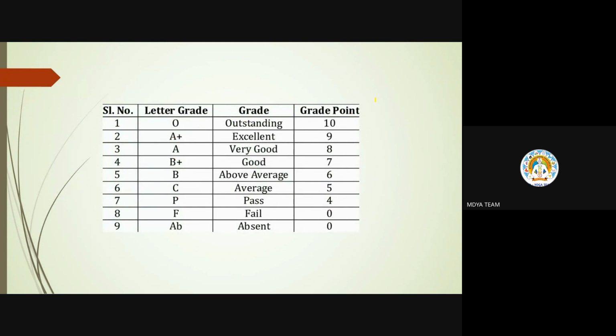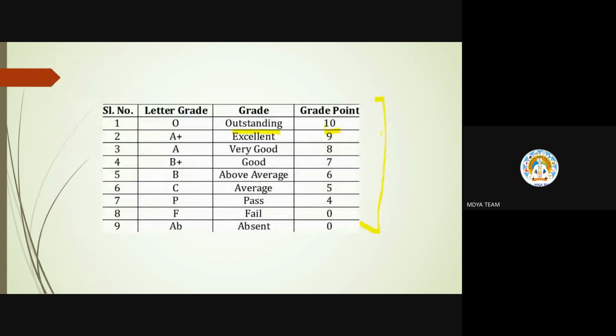So this is a scale they use. For outstanding, the grade point is 10. This is not the exact marks, but these are the grade points. A plus is for excellent, B plus, and so on. So this is the scale they use. Now the questions. Any doubt from the evaluation and the choice-based grade system, you can ask.